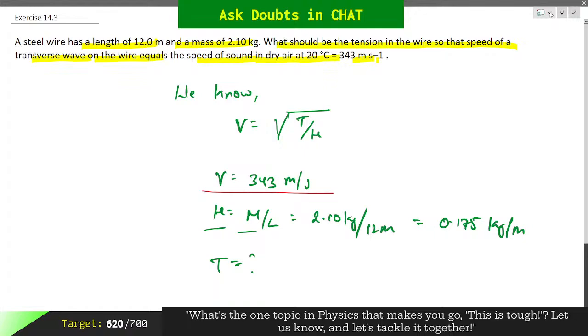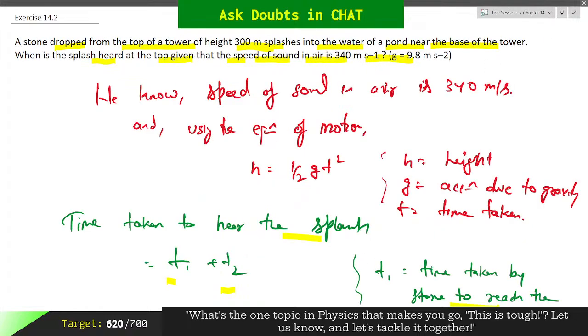Now the next question is, a stone dropped from the top of a tower of height 300 meters splashes into the water of a pond near the base of the tower. When is the splash heard at the top, given the speed of sound in air is 340 meters per second? So we have to find out, right after the stone is dropped from the top, after how much time will the splash of the water be heard. So the time will be the time of splash.